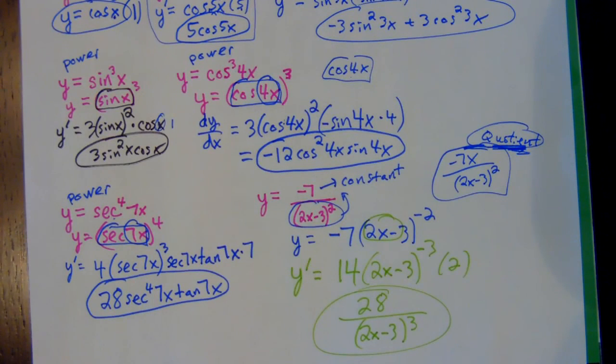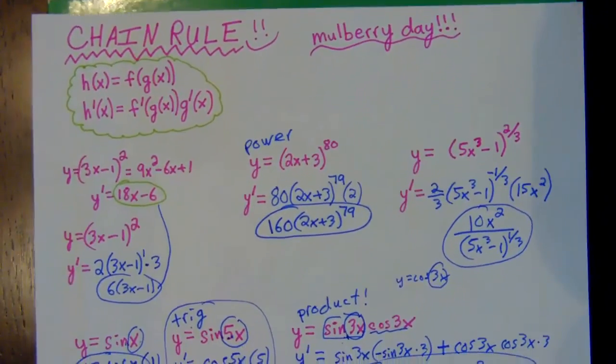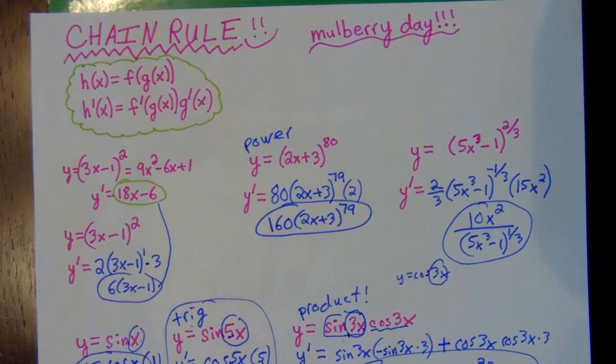All right. So good luck with that. That's our chain rule. That's our first Mulberry Day of the year, one of the most important sections of the year. We'll have a few Mulberry Days as we go forward there. But when we see that color, when we see that Mulberry marker, that's going to be something real, real important for us. Thank you.